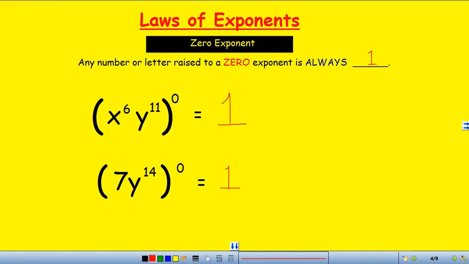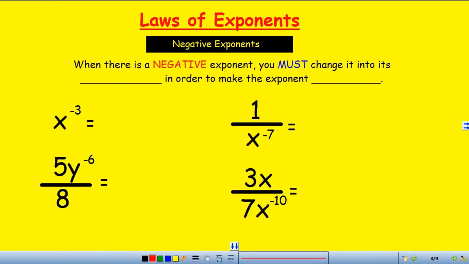So let's look at negative exponents. This says when there is a negative exponent, you must change it into its reciprocal in order to make the exponent positive. So let's look again. When there is a negative exponent, you must change it into its reciprocal, and I'll show you what that word means, in order to make the exponent positive.